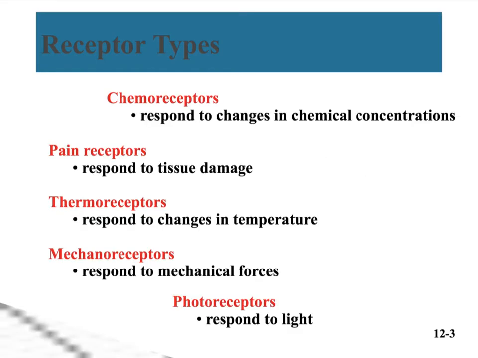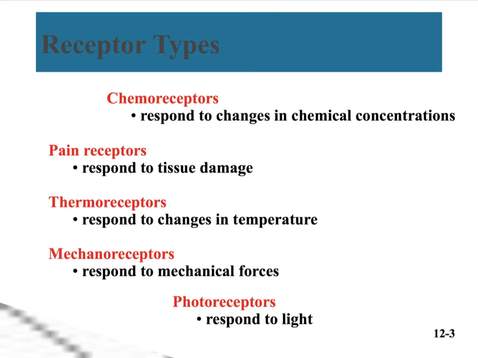So there's a lot of different receptors we're going to study in this unit. We have chemoreceptors, which respond to changes in chemical concentrations. Those would be like oxygen receptors, carbon dioxide receptors, hydrogen ion for pH. There's pain receptors. They typically respond to chemicals released during tissue damage. Thermoreceptors respond to changes in temperature.